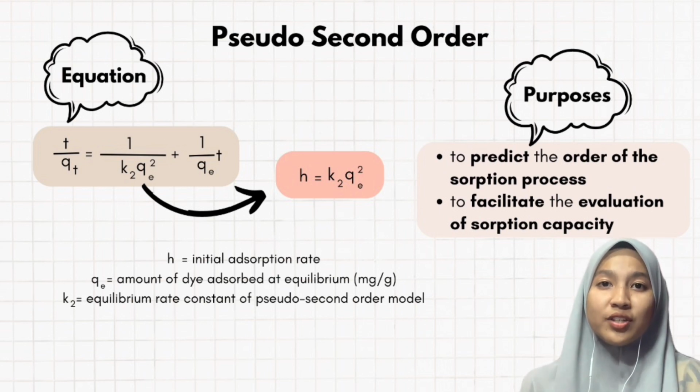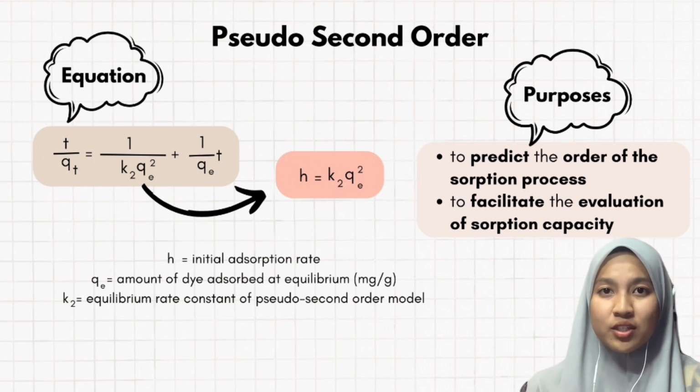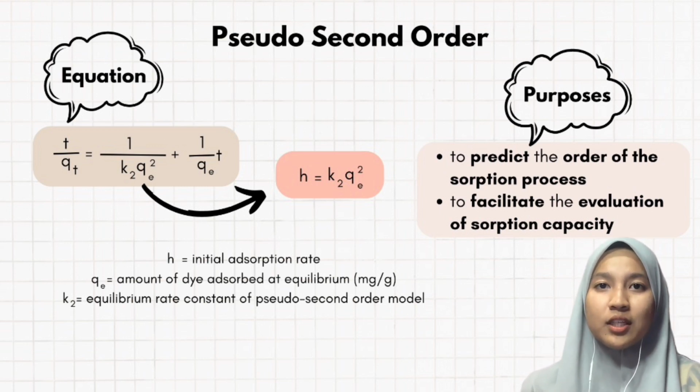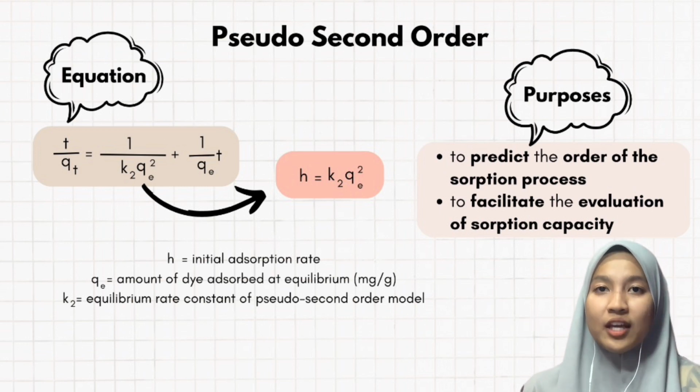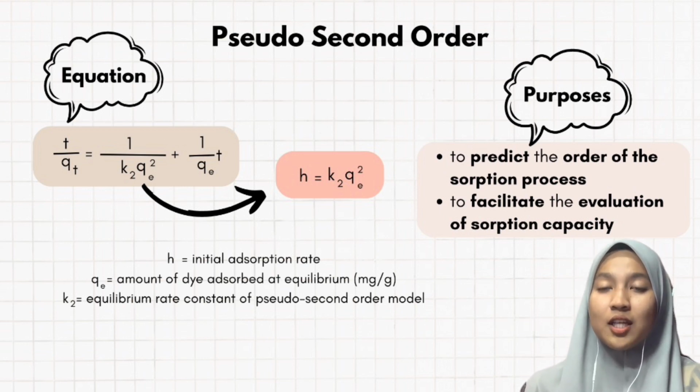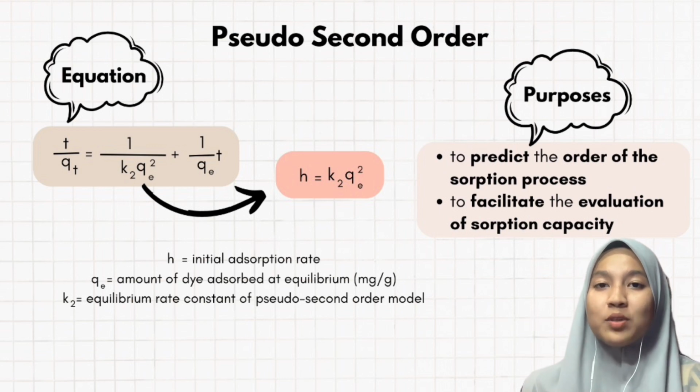The pseudo second order kinetic rate expression in linearized form is shown in this equation, which is t over Qt equals 1 over K2 QE squared plus 1 over QE times t. Note that K2 QE squared is equal to h, where h is the initial adsorption rate, QE is the amount of adsorbed particle at equilibrium, and K2 represents the equilibrium rate constant of the pseudo second order model.